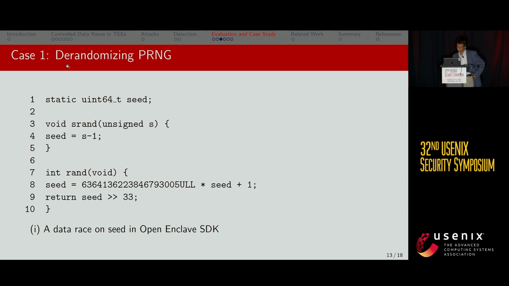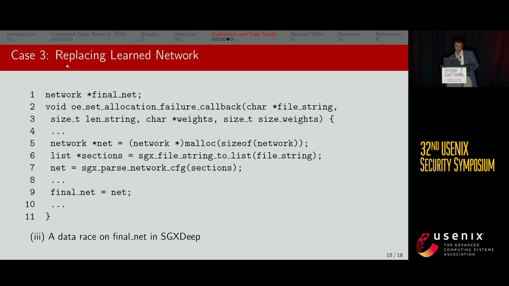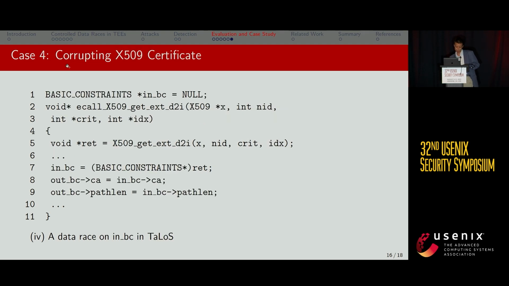And we also have 4 other interesting cases. One is de-randomizing the PRNG. There's a data race on the random number generator's critical section in one SDK. Another is changing callbacks. There are some function pointer data races, so you can also change the control flow. Case 3 is replacing the network. There is a neural network application in SGX, but its network model has a data race. And case 4 is certificates. In some SGX applications, even the certificate has data races.